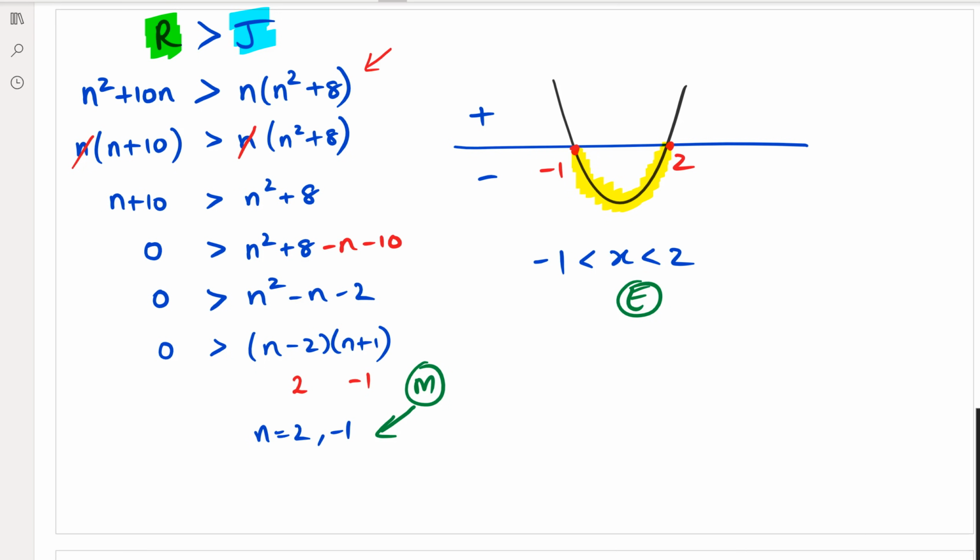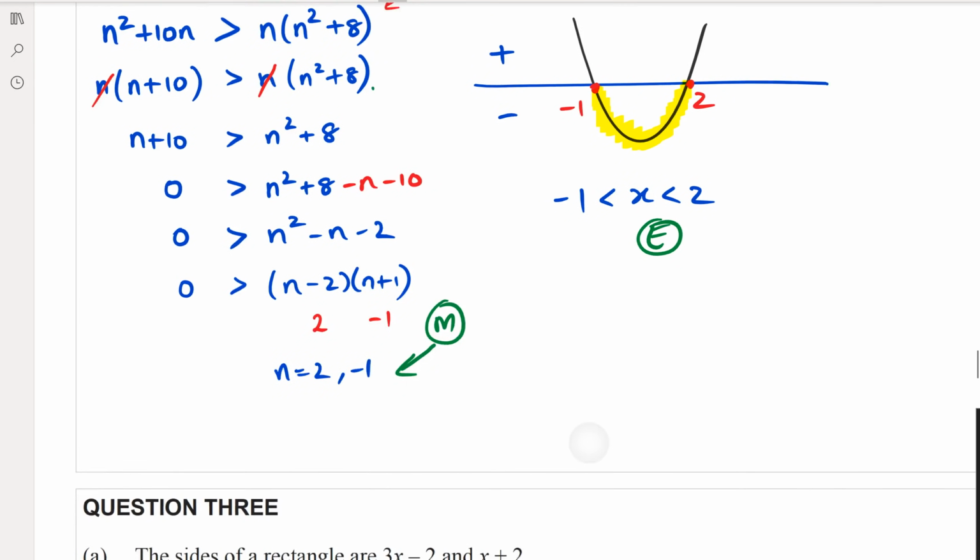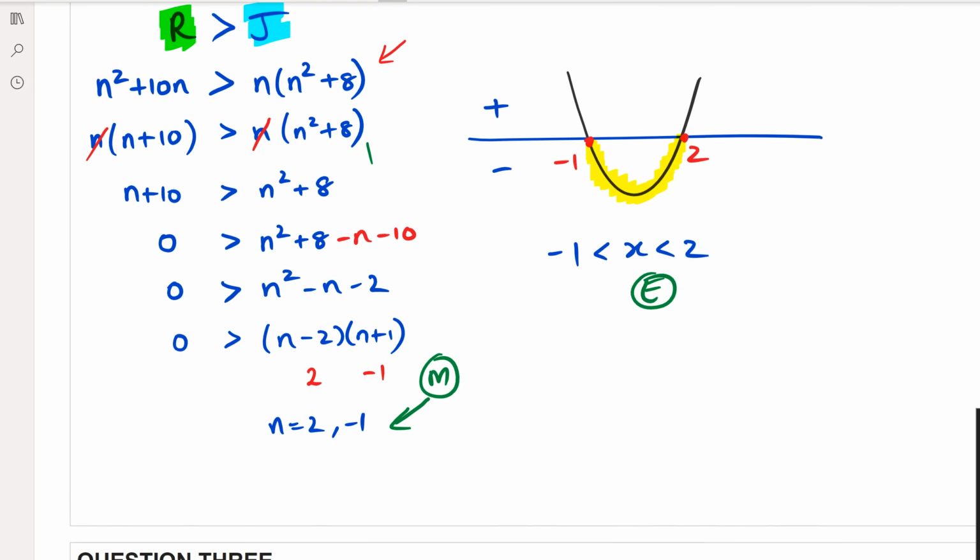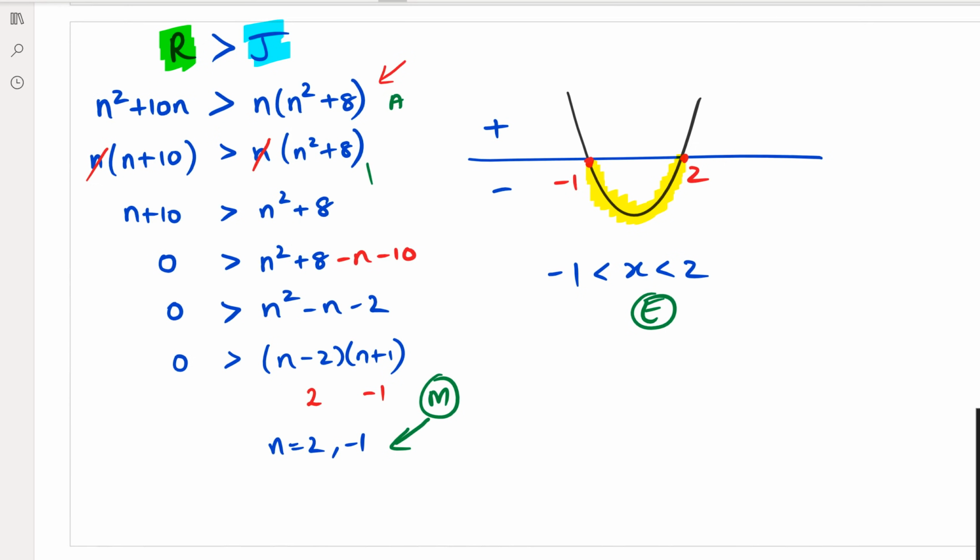For achieved, correctly writing the inequation. Writing the equation here gets you an achieved. What else? Correctly getting to a quadratic gets you an achieved. This one: consistent relationship involving n. So you can get the 2 solutions for a merit, or if you ignore the inequation and just get 2 solutions, that also gets you a merit as well.